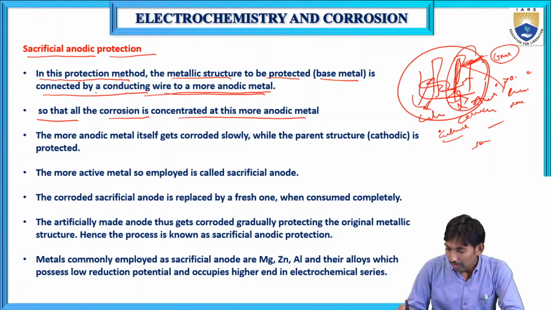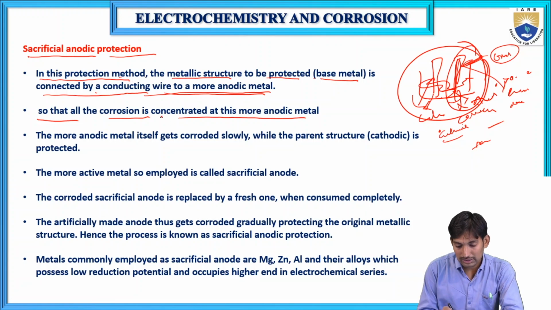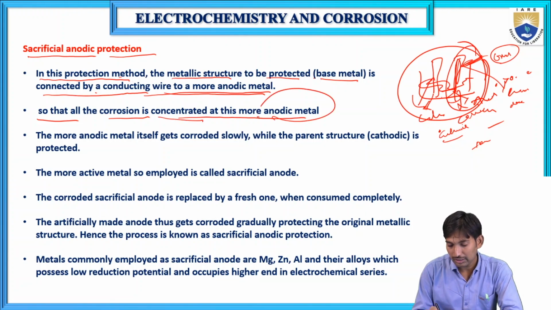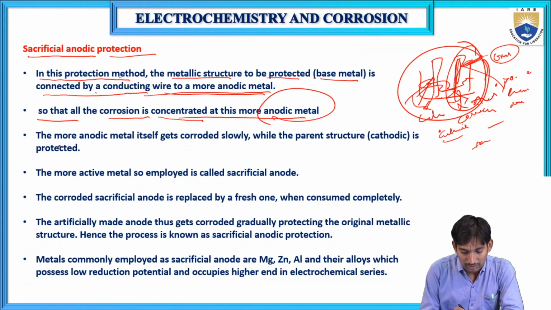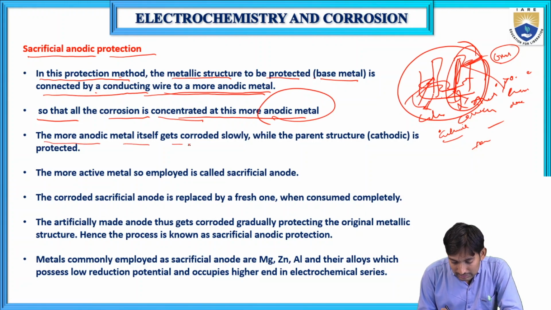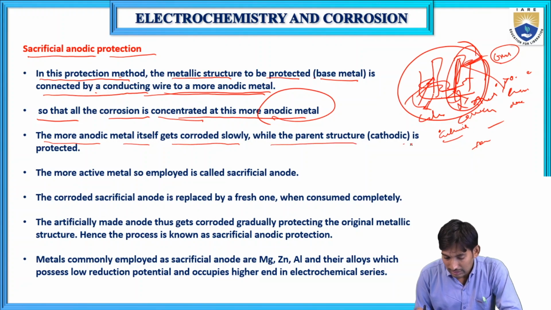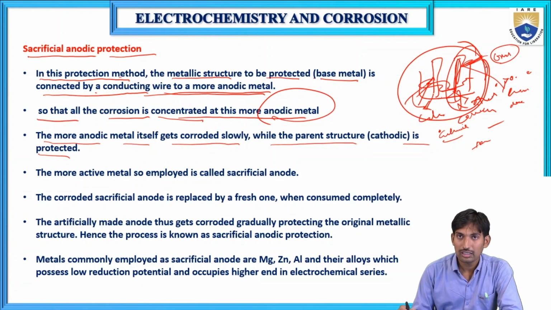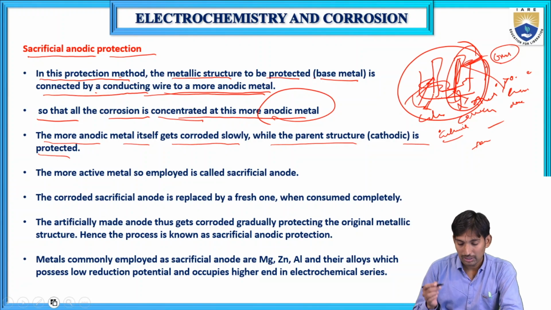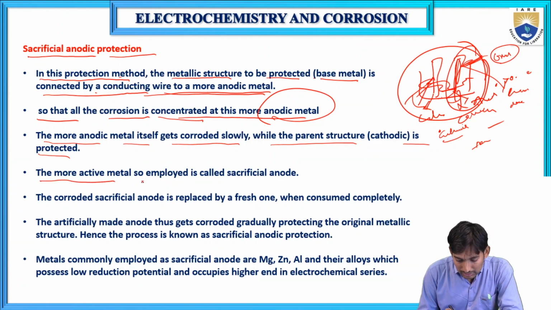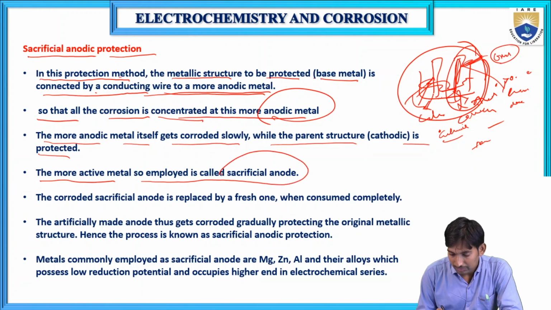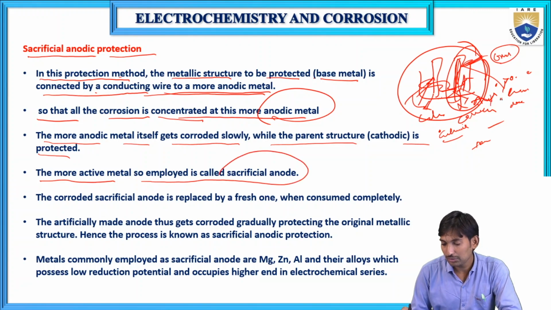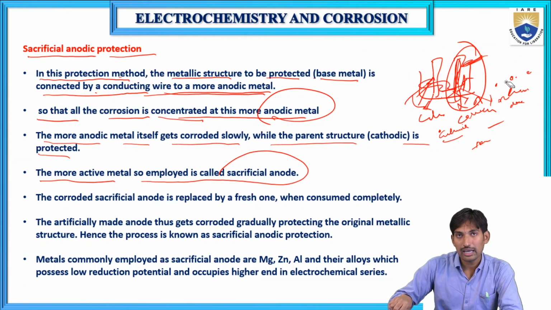So the corrosion is concentrated only on the anodic metal, not on our cathodic metal. The more anodic metal itself gets corroded slowly, while the parent structure, the cathode, is protected. In this way, the anode undergoes oxidation and is corroded, and our base metal acts as the cathode and is protected. The more active metal so employed is called the sacrificial anode. The metal with more reduction potential, that is the anode, acts as the sacrificial anode.